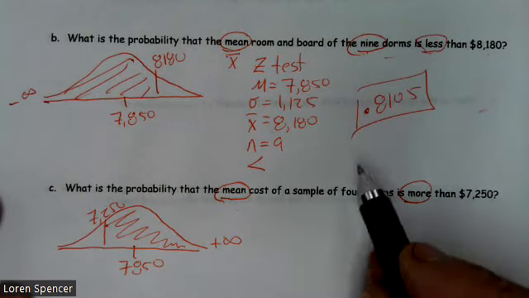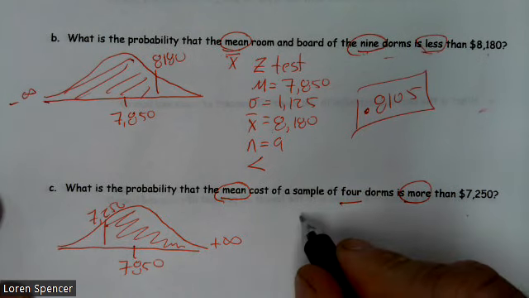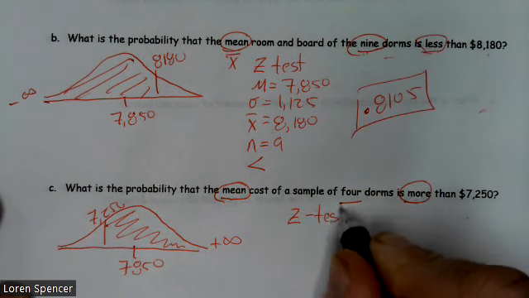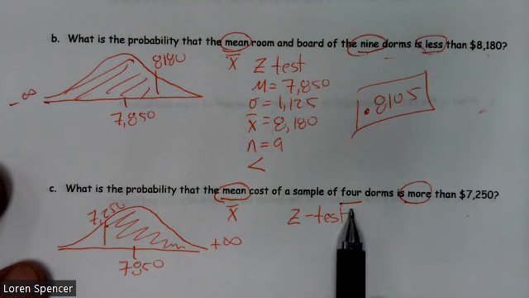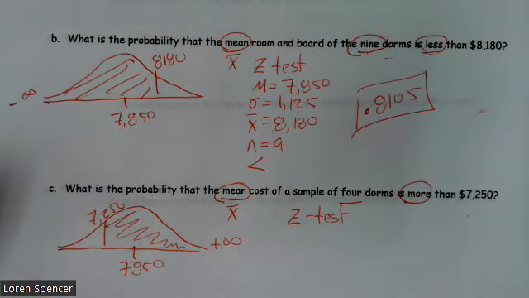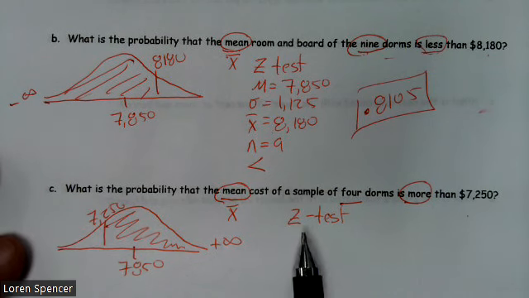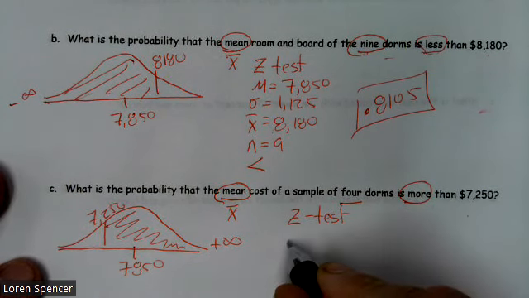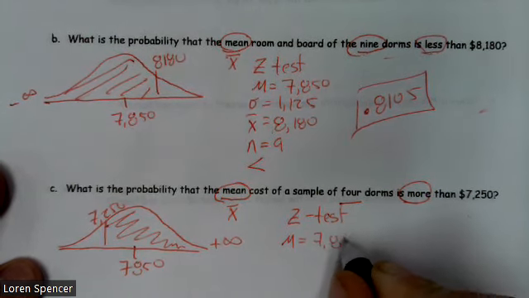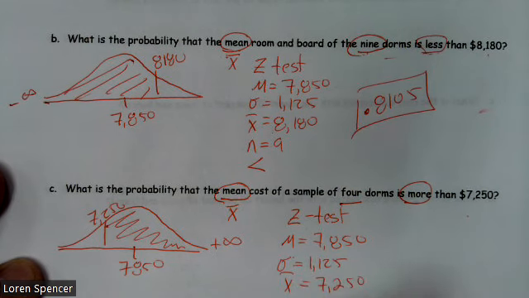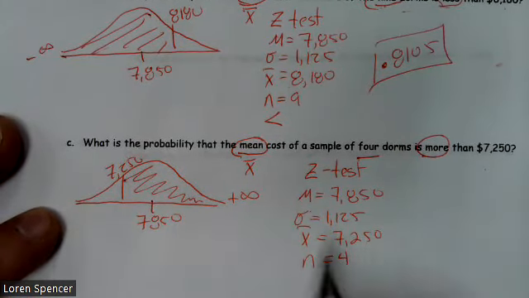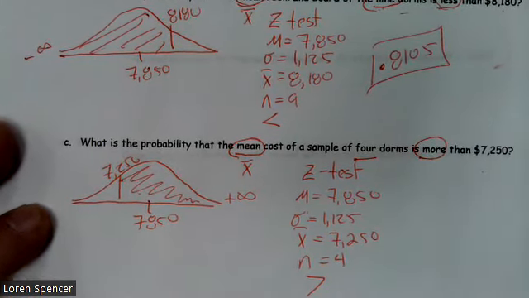Well, this says mean, and we have a sample of size 4. So this lets me know I'm going to be working with a Z test, because the mean tells me we're working with the distribution of means, or the distribution of the averages, or the distribution of X bars. And anytime it's multiple, it's most likely a Z test. So our mean is still 7,850, our standard deviation is still 1,125, our X bar is 7,250, n is 4, and we shade up and to the right, which means we have a greater than symbol.